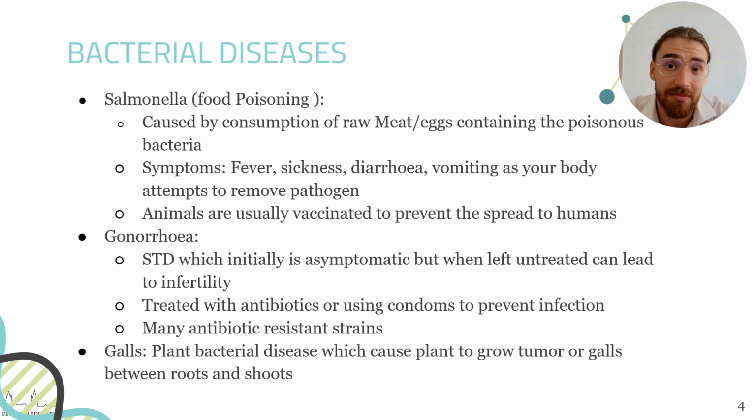And then in plants, a bacterial infection is something called galls. Now, galls is a plant bacterial disease which can cause the plant to grow these sort of tumors, these like growths on the outside of the plant, normally on the shoots, so on the stems and on the roots.